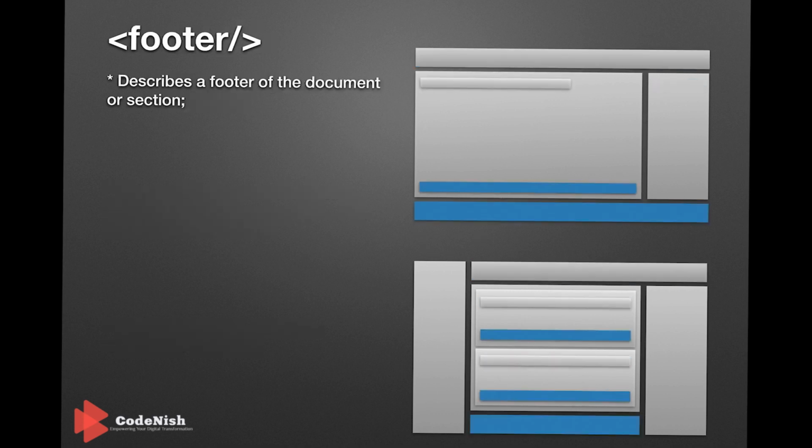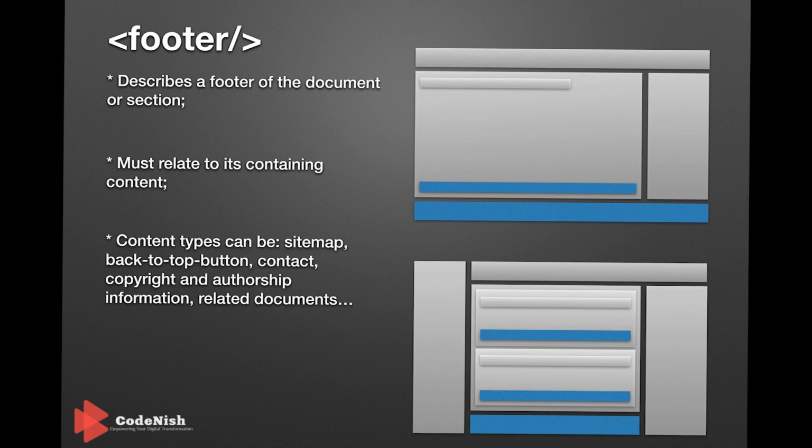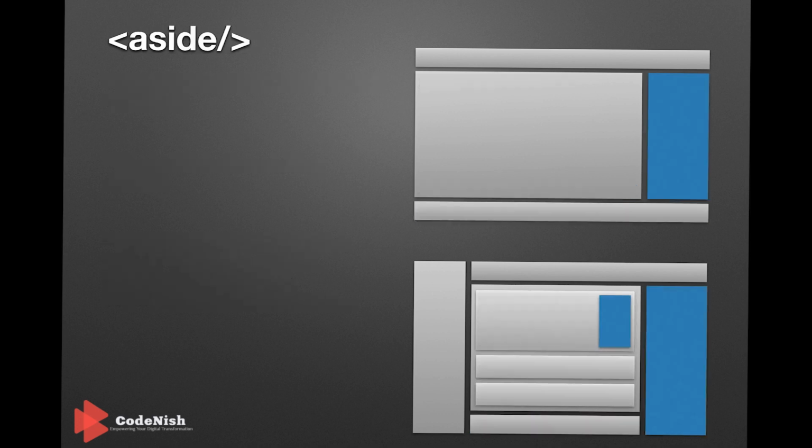Now, the footer tag is the opposite of what the header tag represents, and that's why you should not put the header tag inside the footer tag. It describes the conclusion or footer of the document. Like the header tag, it must relate to its containing content. For example, if you put the footer for the page, the footer must have the things related to the page. If you put it inside a main or section or aside tags, it must describe the conclusion of this wrapper tag. Content type can be the sitemap, back to top button, contact links, copyright or authorship information, etc.